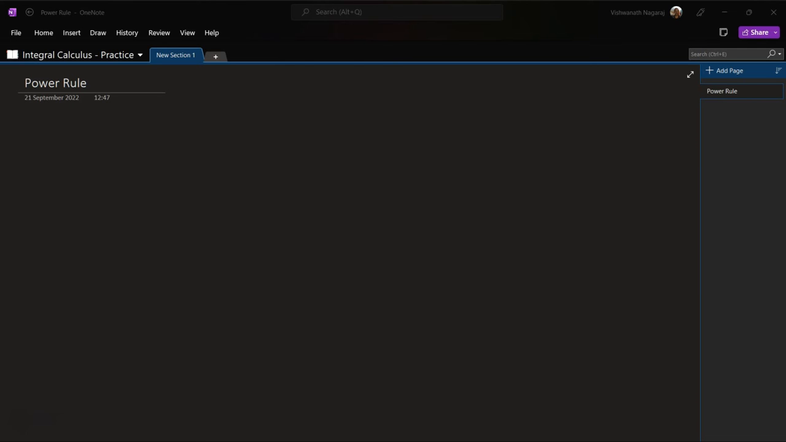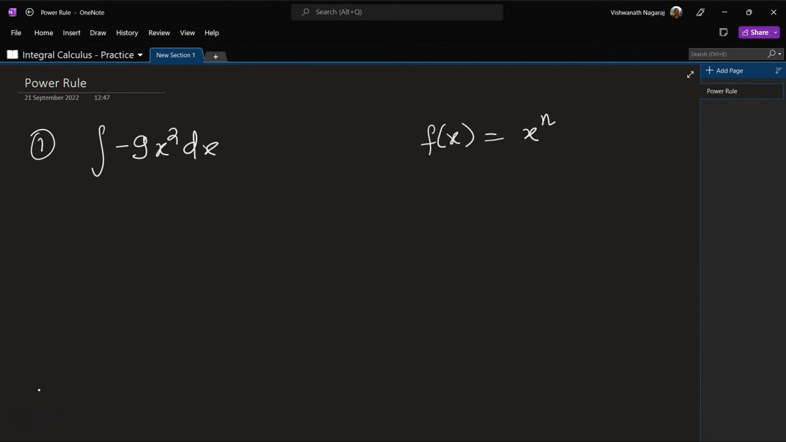Let's look at the power rule in integrating functions. Okay, so let's look at the first one, integral of minus 9x square dx. Now, in differential calculus, we have seen, let's say, the function is x to the power of n.